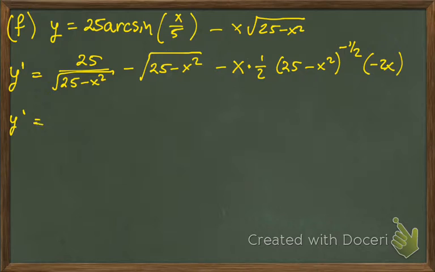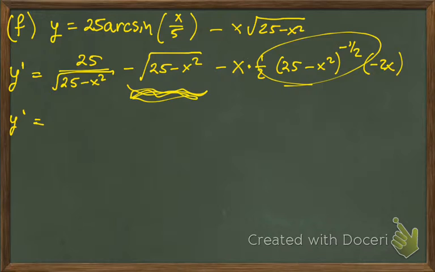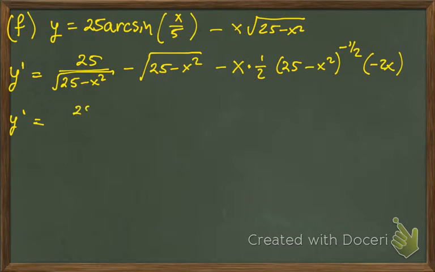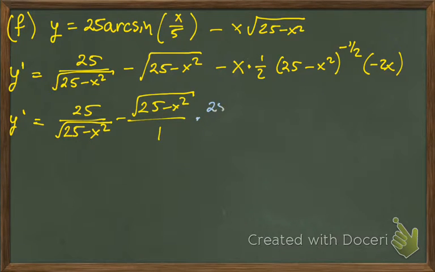Okay, so what we're going to do is get a common denominator between everything. This has the square root of 25 minus x squared in the denominator, so for this middle piece we'll try to get that common denominator and see what we've got going. So 25 over the square root of 25 minus x squared, minus the square root of 25 minus x squared, and we'll just say over 1, and then we multiply it by the square root of 25 minus x squared over the same thing.